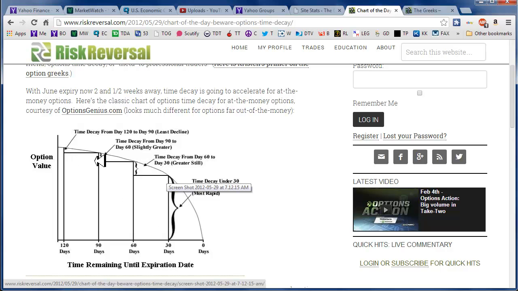The original value up here, and this maybe is 90, and maybe this is 80, and then all of a sudden it starts sinking fast. This might be 60, and then it goes to 0. This you can see in real life.